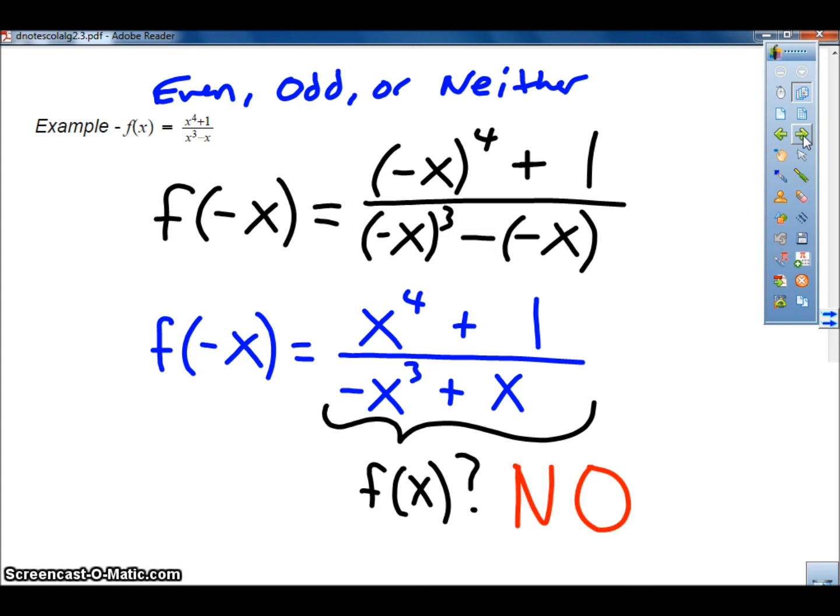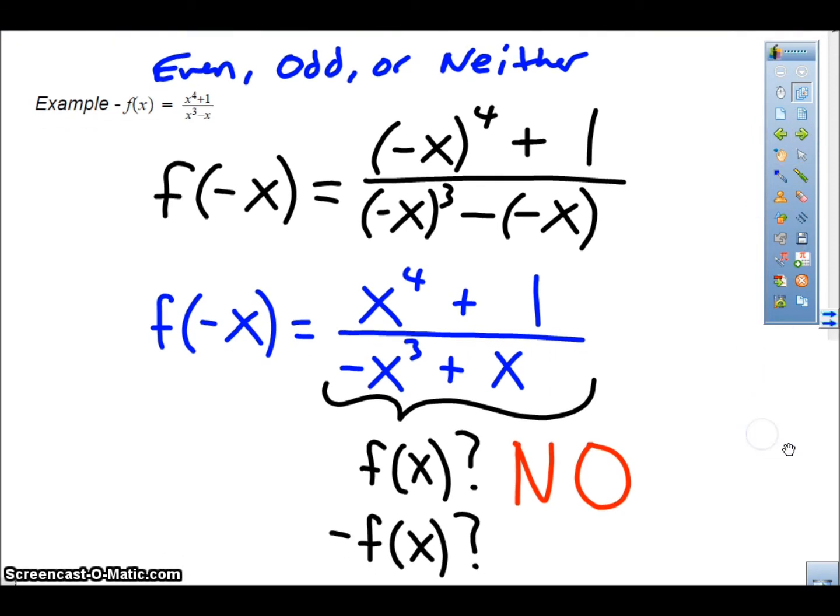The denominator is different from the original function, so this is not an even function. By plugging in negative x for x, we alter it. It doesn't revert back to its original form completely, so the answer is no, it's not an even function. Now we have to move on to determining if this is an odd function. So we ask ourselves, did this come out as the negative of the original function we started with? This is a little bit of a tricky question.